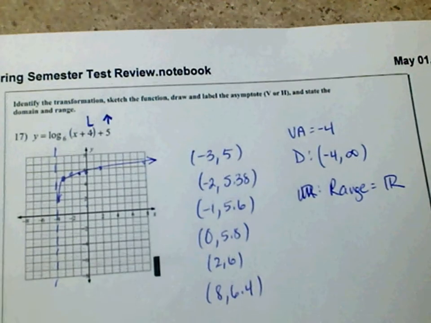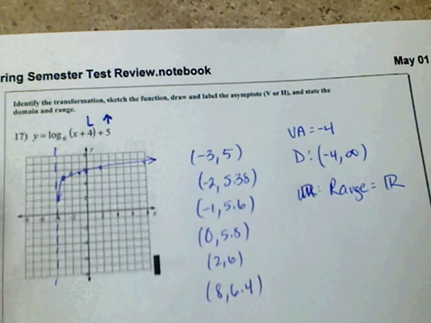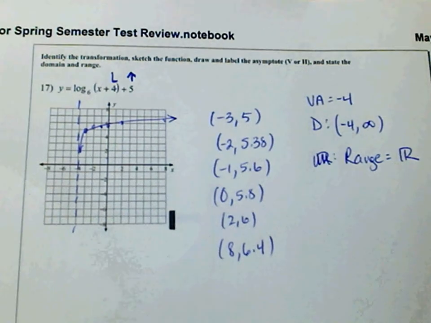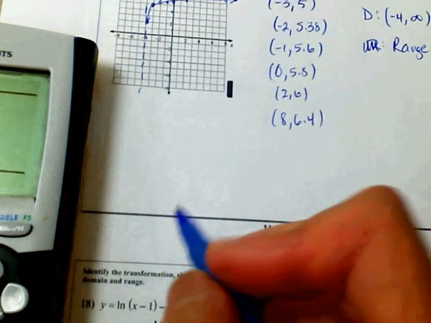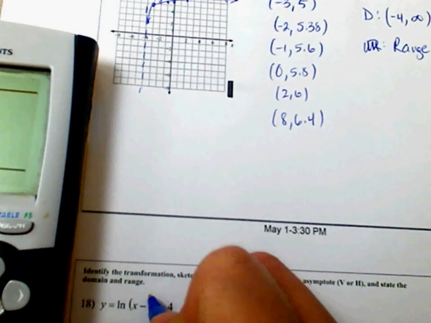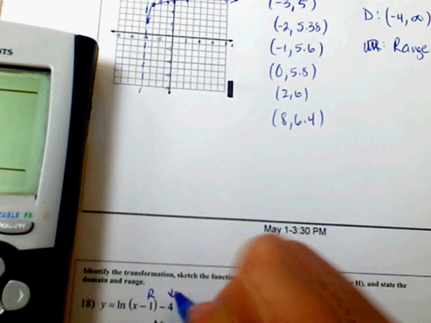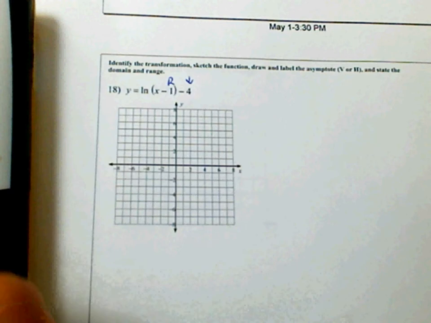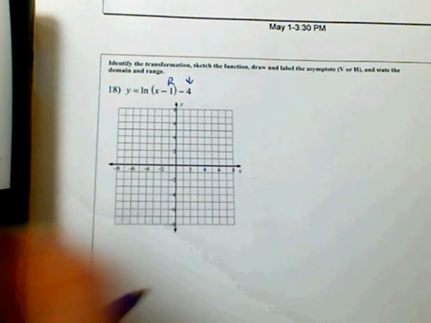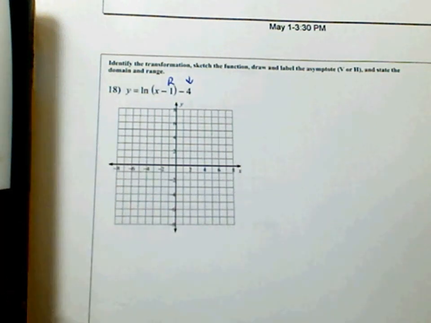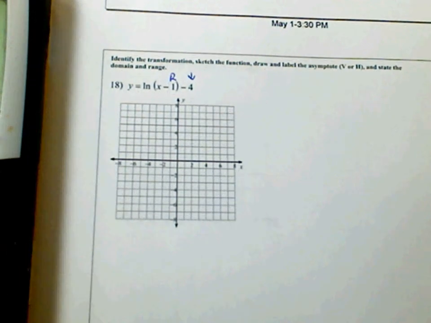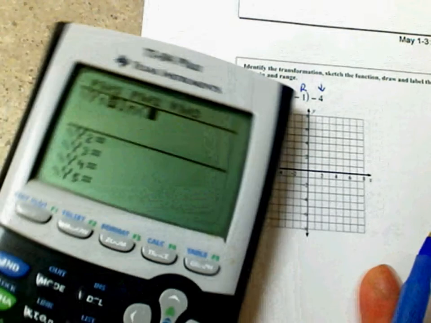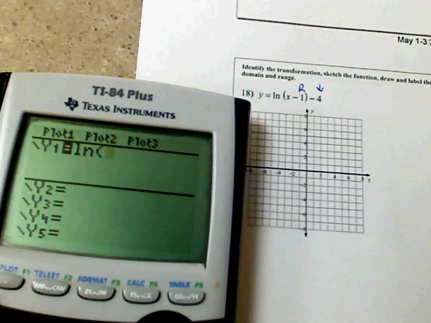Natural log, same thing, you just have a base of e. Alrighty, so here we go. So you are going to move to the right one and down 4, okay, for number 18. So here we go. Alrighty, clear, use your calculator, type in natural log, which is down here by -4, okay, and type x minus 1 in parentheses minus 4 and hit graph.